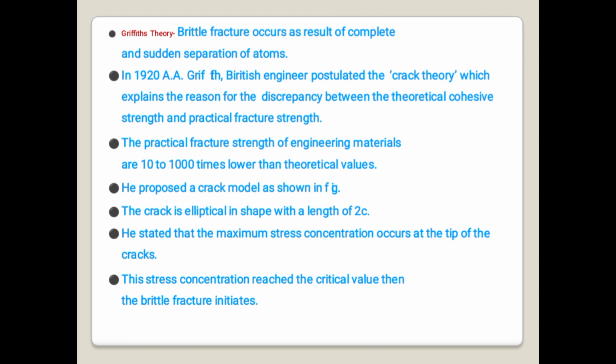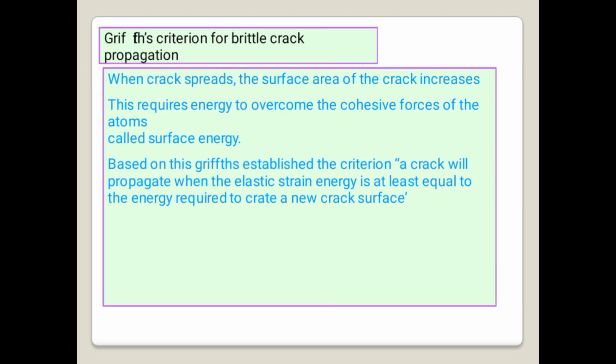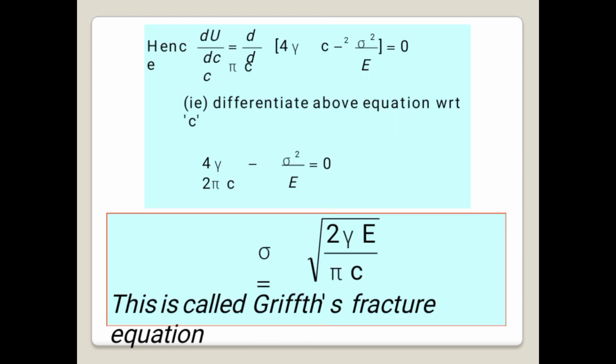He stated that the maximum stress concentration occurs at the tip of the cracks. When this stress concentration reaches the critical value, the brittle fracture initiates. So this is the Griffith fracture equation, which is sigma equals root of 2γE by πc.